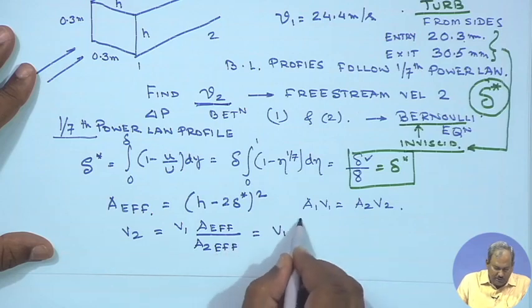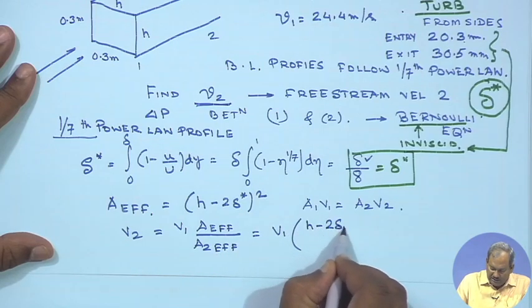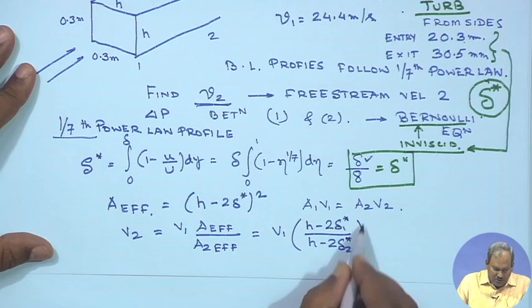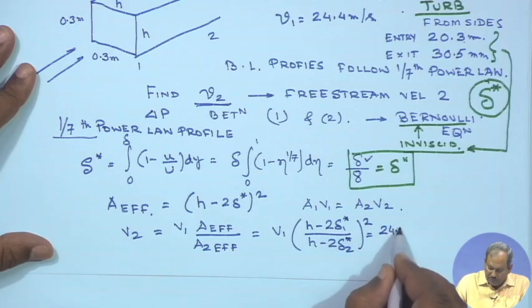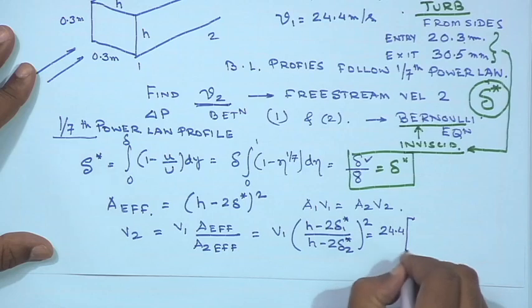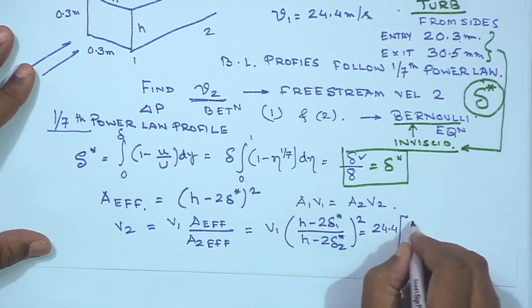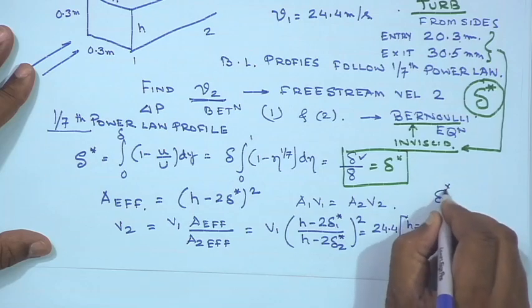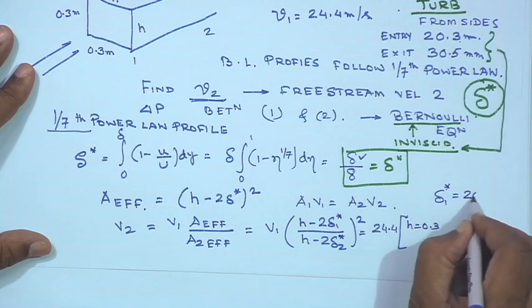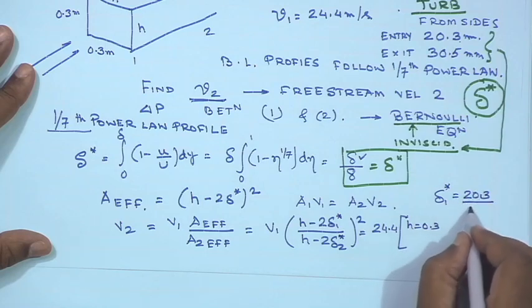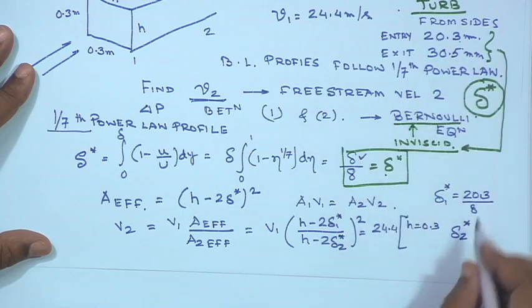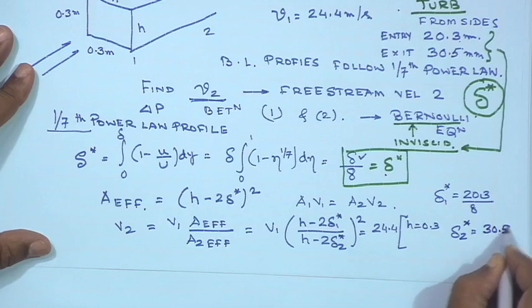So, this would be V1 times (H minus 2 delta 1 star) by (H minus 2 delta 2 star) whole square, which would be equal to 24.4, and the value of H, I will simply write, is equal to 0.3, and delta 1 star would be equal to 20.3 divided by 8, and delta 2 star from here and here would be equal to 30.5 divided by 8, all in millimeters.